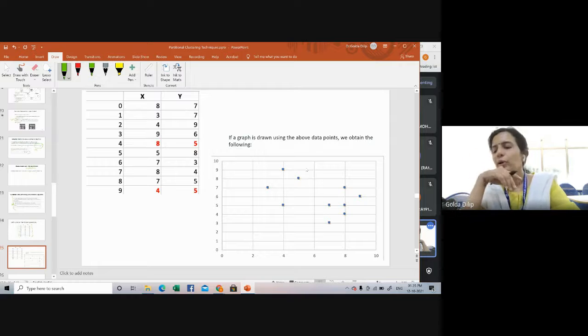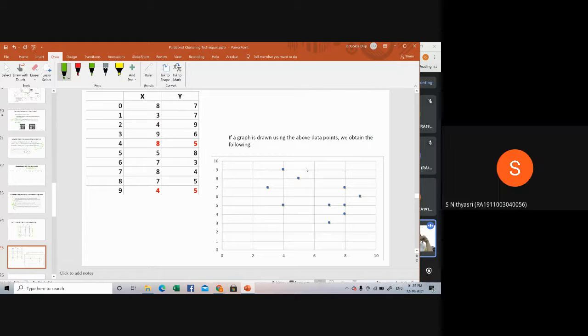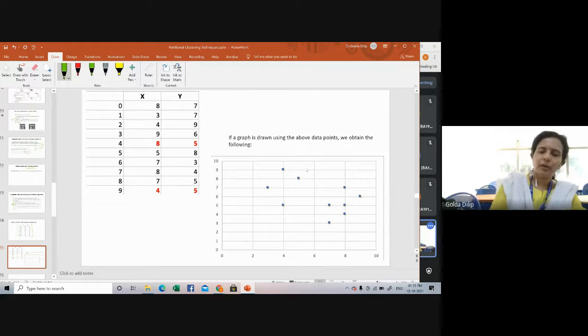Have you made a note of the data points, or at least clicked the picture on your mobile? At least one yes in the chat window. Yes, ma'am. Okay, good. So thank you to whoever is listening and noting.